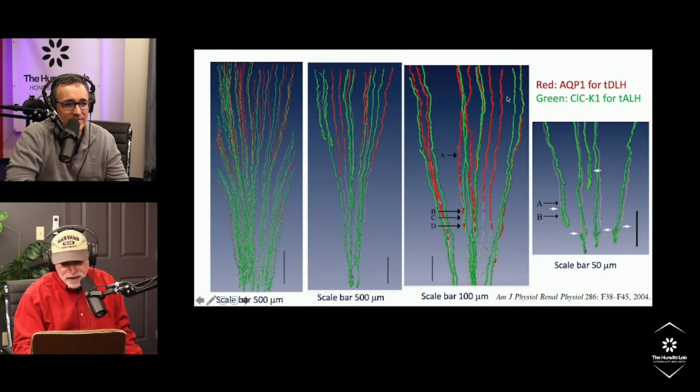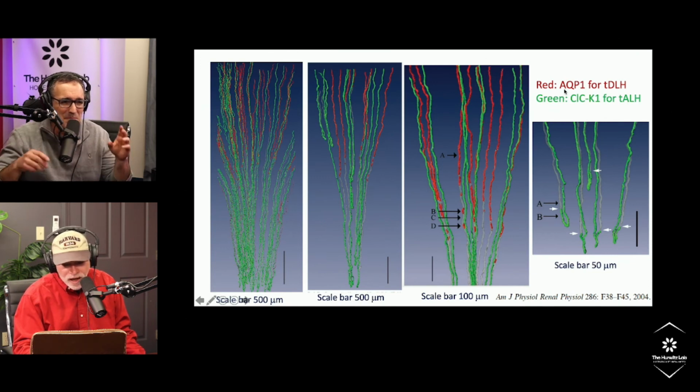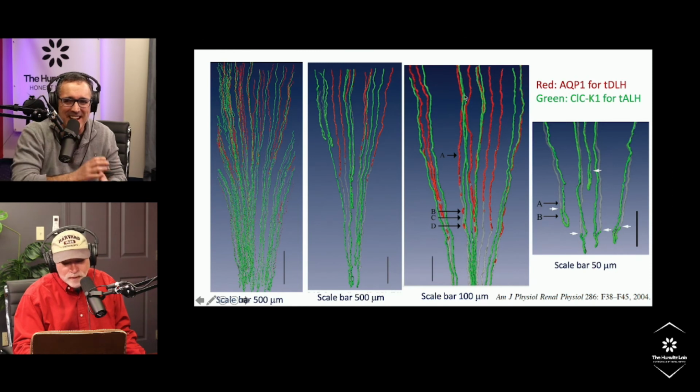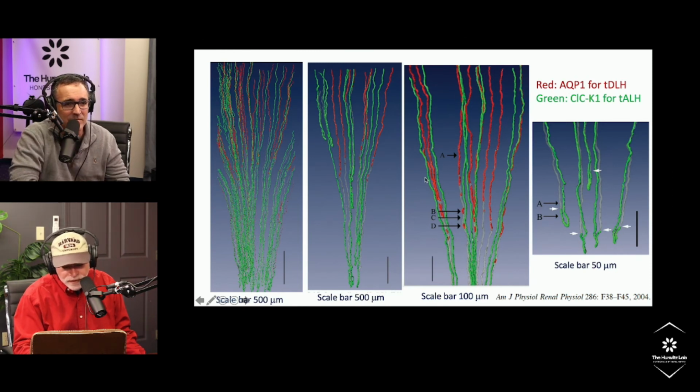So here again, just more relations. Here's a higher magnification, and you're going up more and more in magnification. The red is the thin descending loops of Henle, and the green is the thick ascending loop of Henle. It just shows you these beautiful hairpins. And you're also seeing the capillary design. Aquaporin 1 is, this may be a hint of how far Aquaporin 1 goes down.